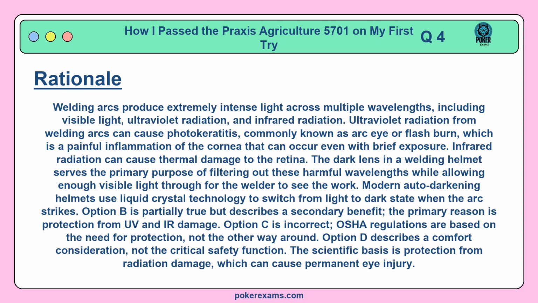The dark lens in a welding helmet serves the primary purpose of filtering out these harmful wavelengths, while allowing enough visible light through for the welder to see the work. Modern auto-darkening helmets use liquid crystal technology to switch from light to dark state when the arc strikes. Option B is partially true but describes a secondary benefit. The primary reason is protection from UV and IR damage. Option C is incorrect. OSHA regulations are based on the need for protection, not the other way around. Option D describes a comfort consideration, not the critical safety function. The scientific basis is protection from radiation damage, which can cause permanent eye injury.